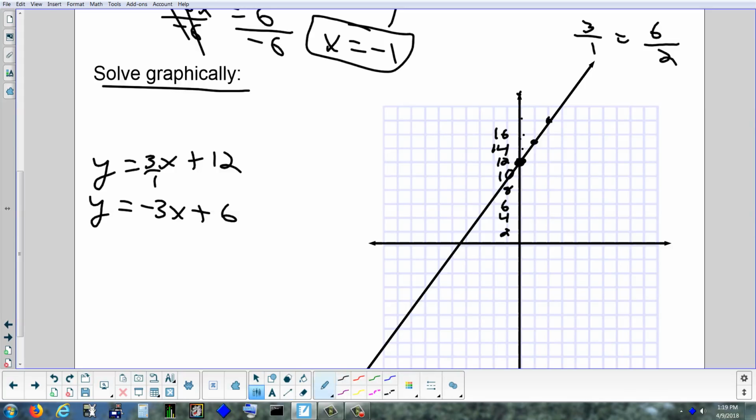So you go up. Put a dot at 6. Then you go down 3 over 1. Down 3, over 1. I'm at 3. If I go down 3 again, where am I? At 0. 0 over 1. But now you have to go up. What does that mean? So we're just graphing y equals mx plus b.